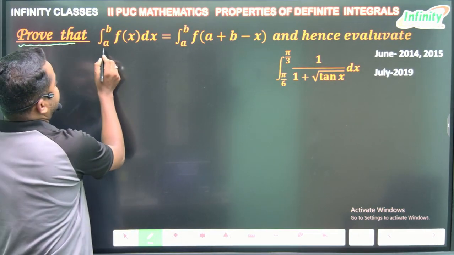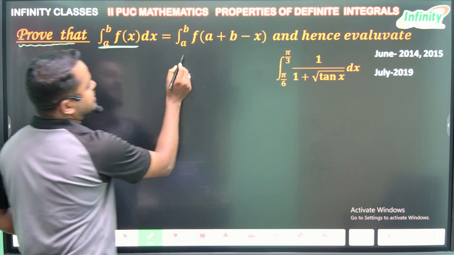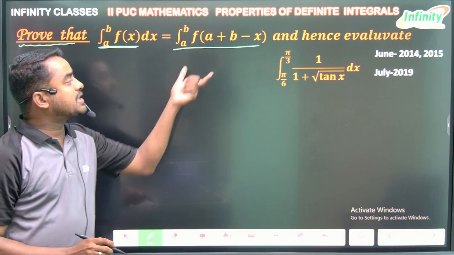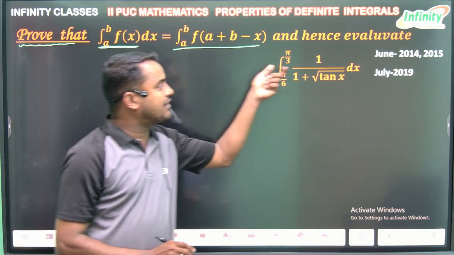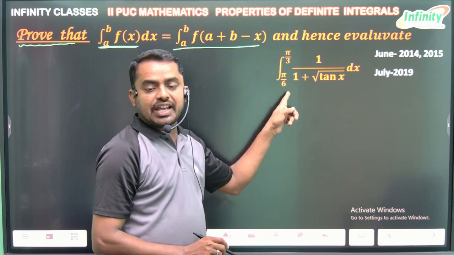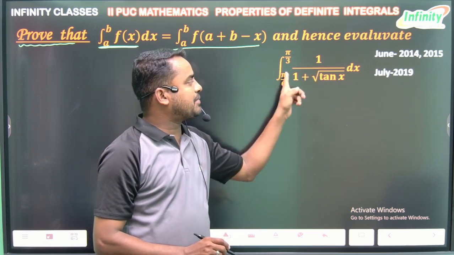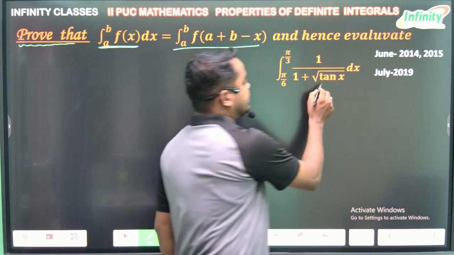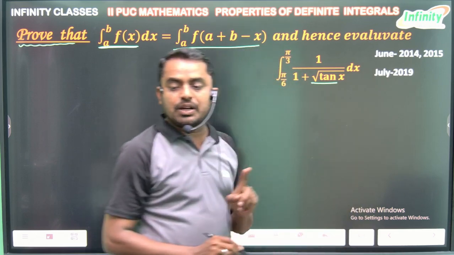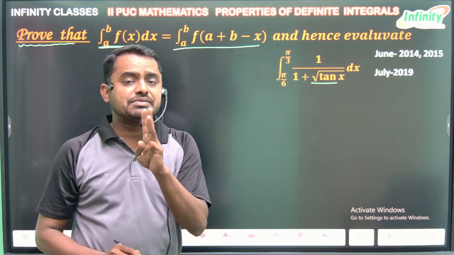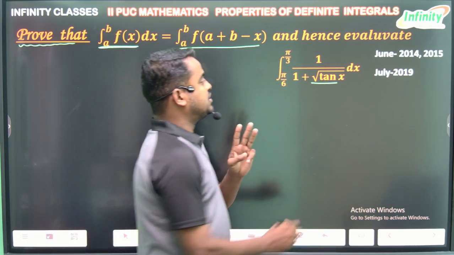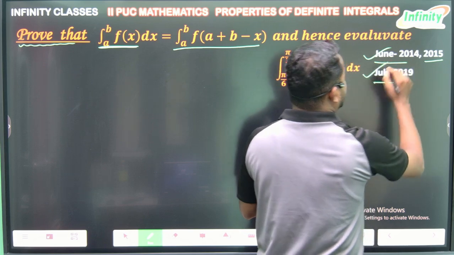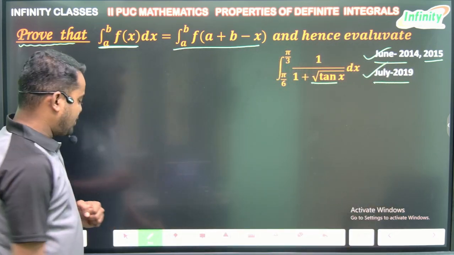Prove that integration of a to b f of x dx is equal to integration of a to b f of a plus b minus x dx and hence evaluate integration of 5 by 6 to 5 by 3, that is 1 by 1 plus root of tan x dx. This property and problem has been asked 3 times in the examination, that is June 2014 and 2015 and July 2019. So let us first prove the property.